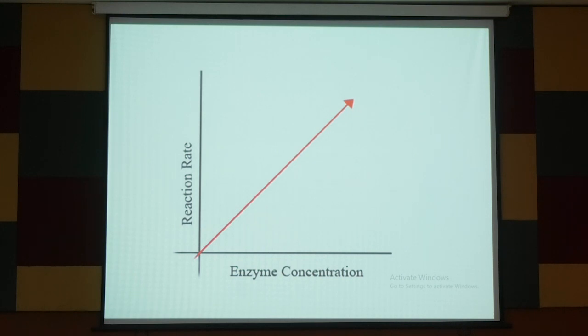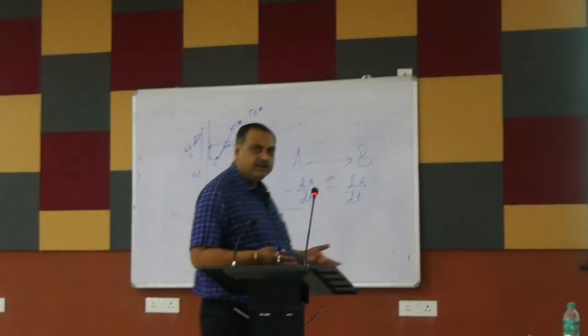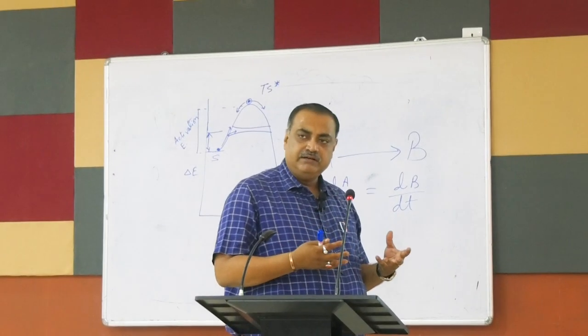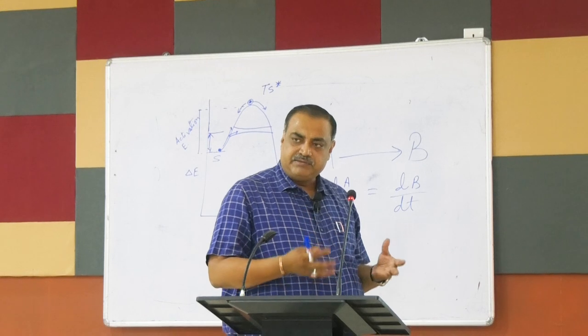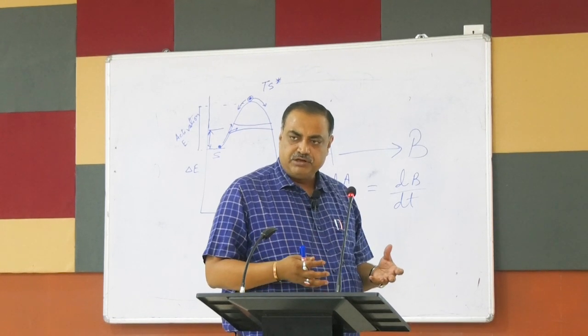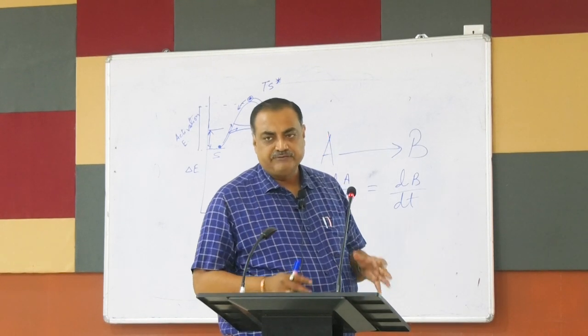5% can build a wall in 5 days. 10% can build a wall in less than 5 days, more than 5 days, or 5 days? Less than 5 days. Why? Because rate will increase because of more hands. More hands, more work done. Fine? So it is very simple. With growing concentration of enzyme means we have more free vacant active sites to interact with more substrate molecules, and the reaction will take place at a faster rate.